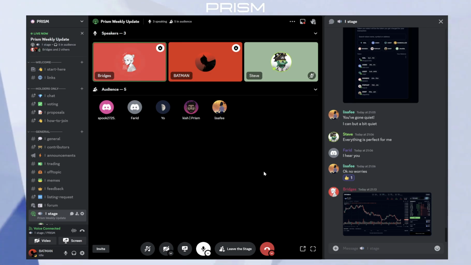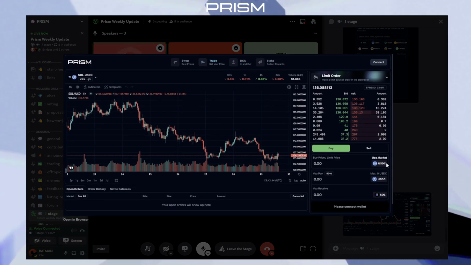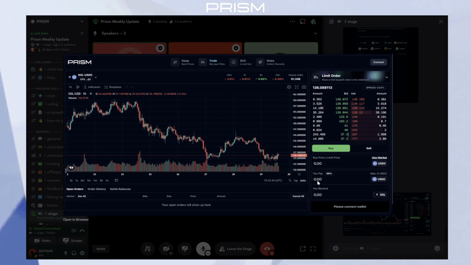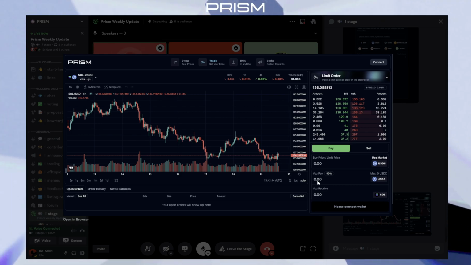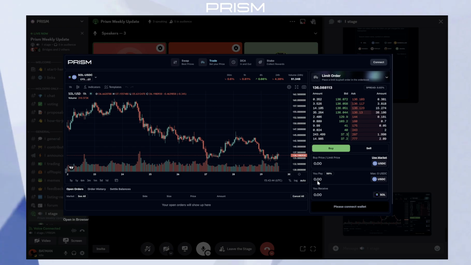So yeah, you have the limit order, then you have the buy and sell, and then we combined the inputs for the you pay and you receive tabs. So it's much more simple, and it also takes a lot less space than before. I don't have the previous design right here, but I'm gonna check and give the comparison.